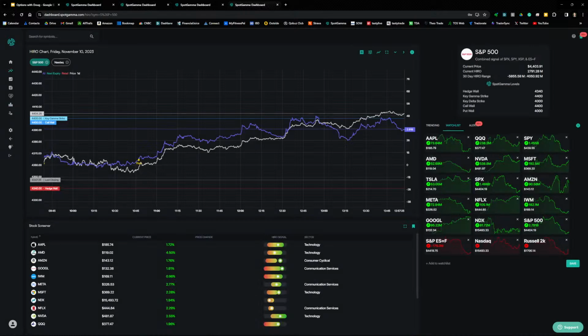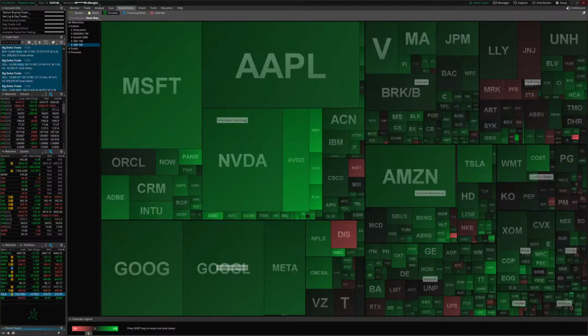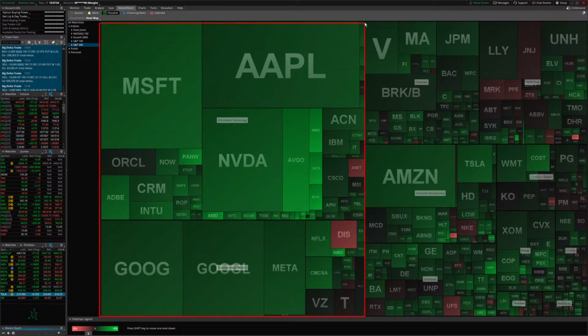Let's just take a look at this heat map in Thinkorswim. Of course, large cap tech shown right here, really leading, but a broad-based rally. There's not much red here. A little bit in healthcare, Disney. That's about it. Looks like all sectors are positive.